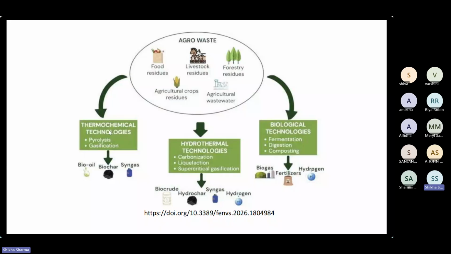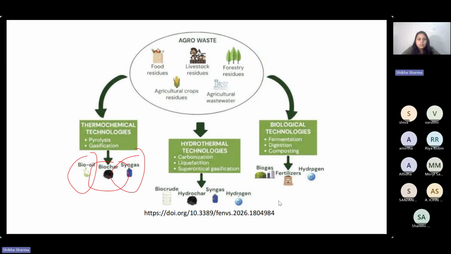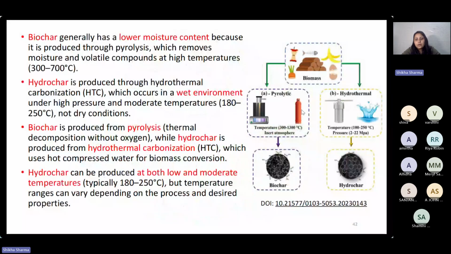Agriculture waste can produce biochar, bio oil, and syngas when we use thermochemical technologies like pyrolysis or gasification. It produces biocrude, hydrochar, syngas, and hydrogen when we use hydrothermal technologies like carbonization, liquefaction, or supercritical gasification. And if we use biological technologies like fermentation, digestion, and composting, it produces biogas, fertilizers, and hydrocarbons, hydrogen.